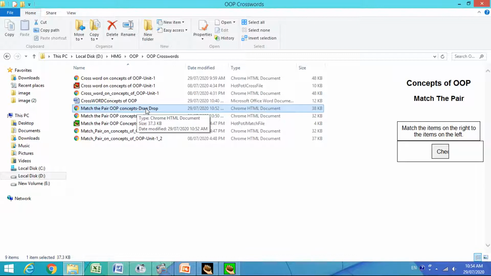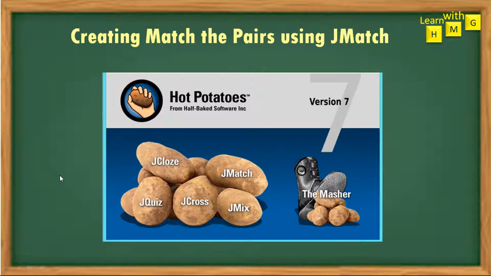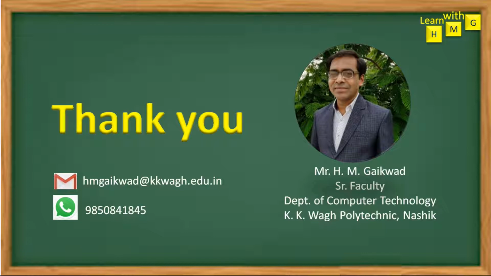There are two files with the same name created, that is, one is your match the pair hot potato file. So don't send the hot potato file, you have to send the HTML file. So like this you can create a match the pairs activity or small assignment for students using the JMatch of Hot Potatoes software. Thank you for watching my video on creating match the pairs for verification of learning of students.